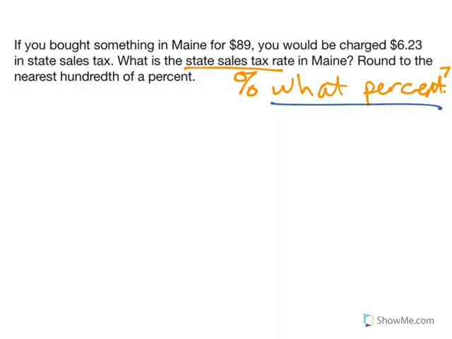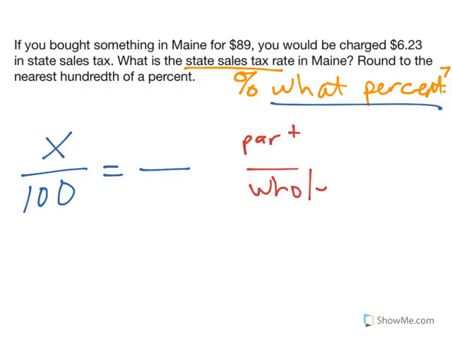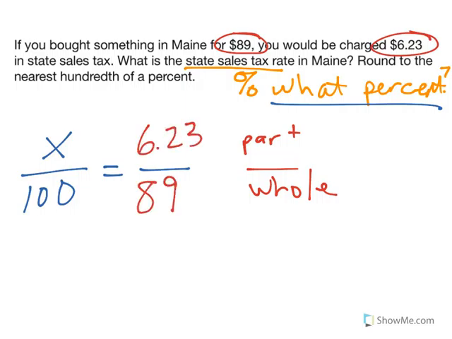Because when I see what percent, I can automatically think x over 100, because the total percent is out of 100%. So now in our right ratio, I always think part to whole. When I look at these two values, $89 and $6.23, which one of those is part, which one is whole? Well, I bought something for $89, that was the whole price, and the part that was tax, $6.23, would be the part of that.